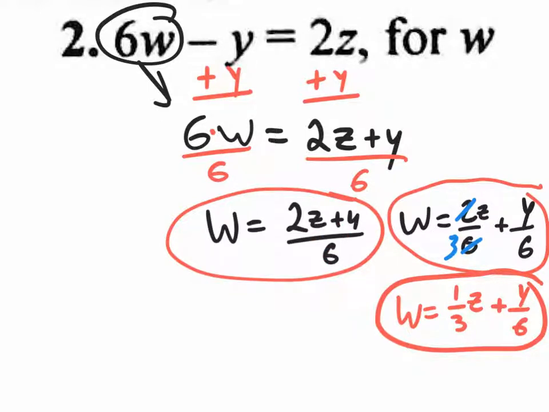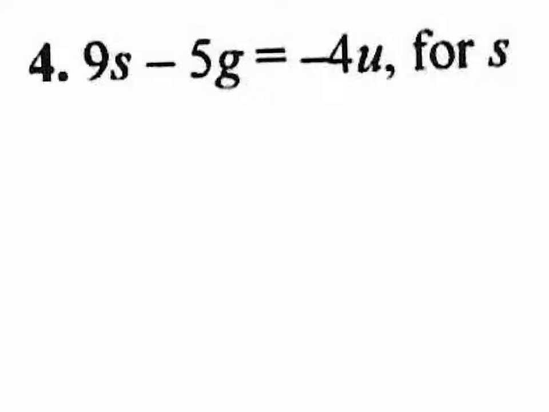Let's try number 4. So on number 4, they're telling us solve for s. Again, that's all this means right here. They're telling you to solve for whatever variable they tell you. Now they could say solve for u, they could say solve for g. Right here they're saying solve for s. So right here is s. That's a movie star right there. 9 is the movie star's buddy. This guy you want to get rid of first.